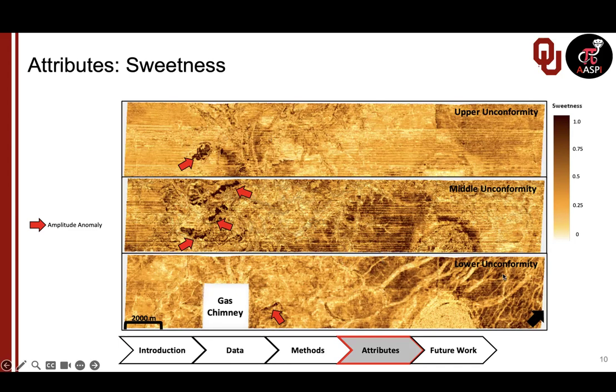We do see down here in this lower unconformity the opposite, I guess, of what I would expect. I would expect higher sweetness values in the channel and lower sweetness values in the floodplain, but we see the opposite down here in this lower unconformity. So that's still being investigated, trying to answer why that is, but just something to mention.